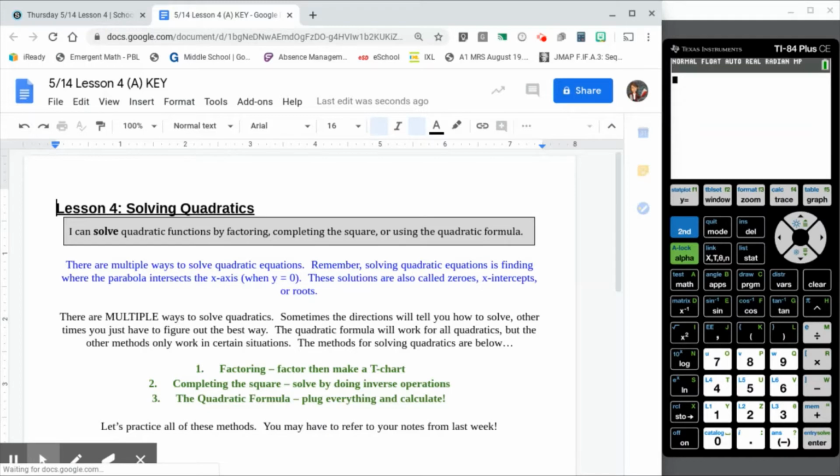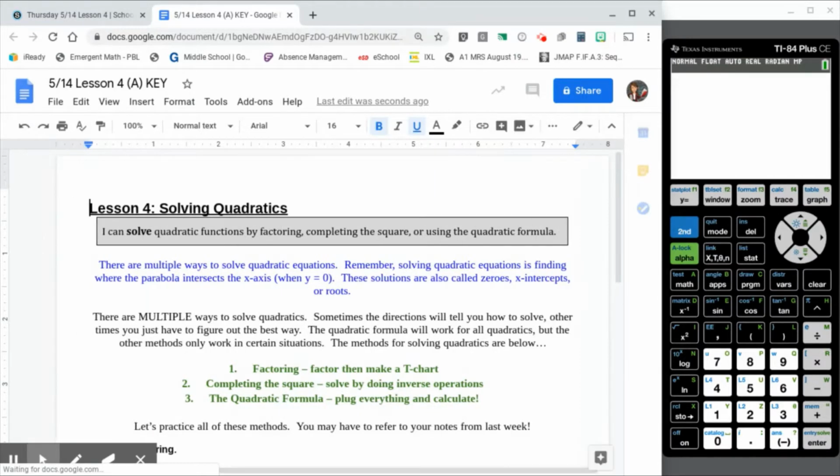Remember, there are multiple ways to solve quadratic equations. Remember, solving quadratic equations is finding where the parabola intersects the x-axis when y equals zero. These solutions are also called zeros, x-intercepts, or roots.